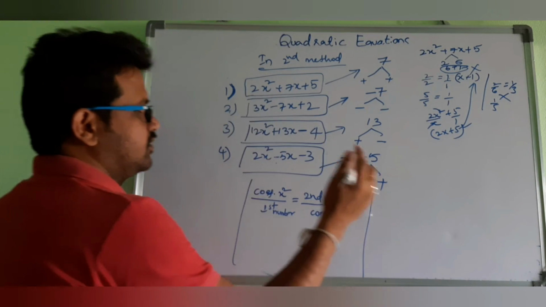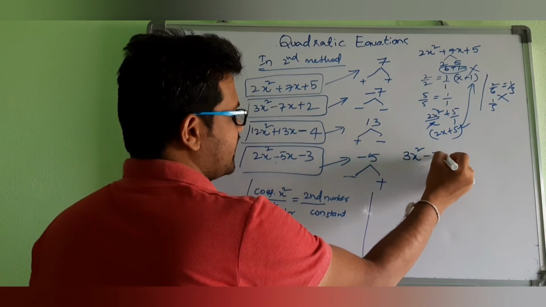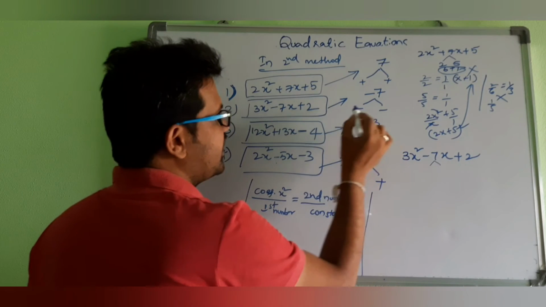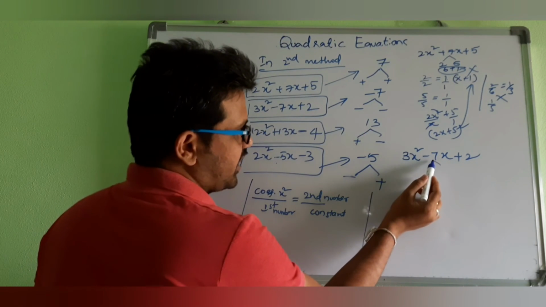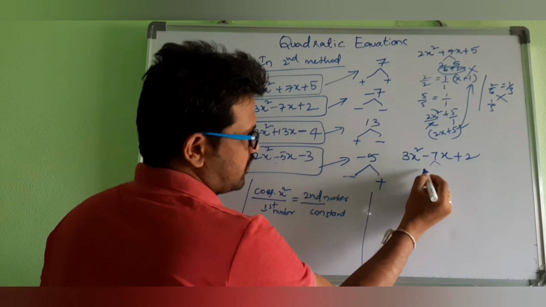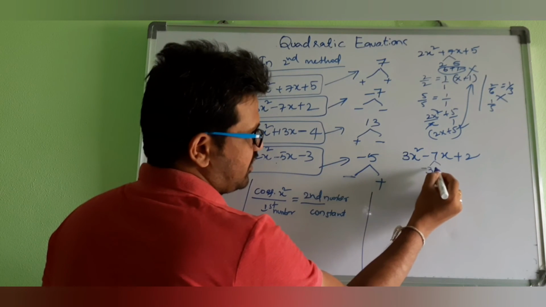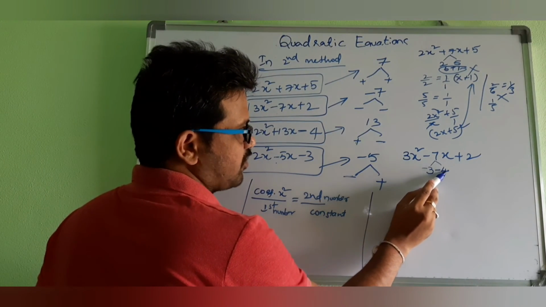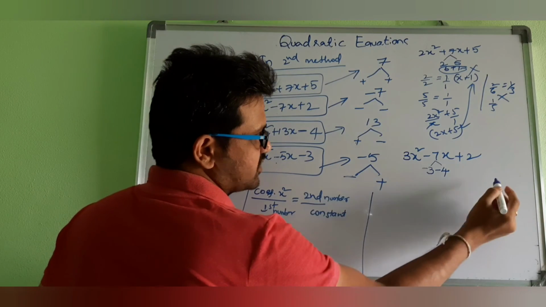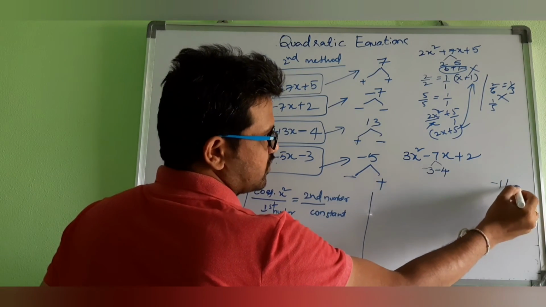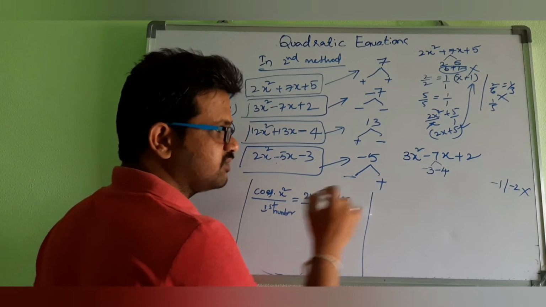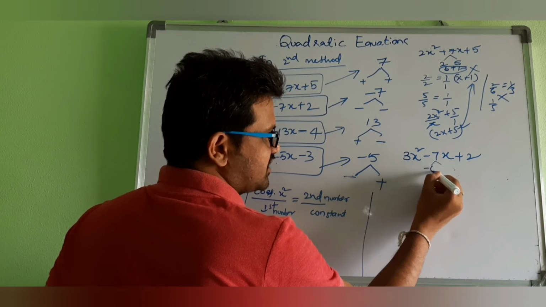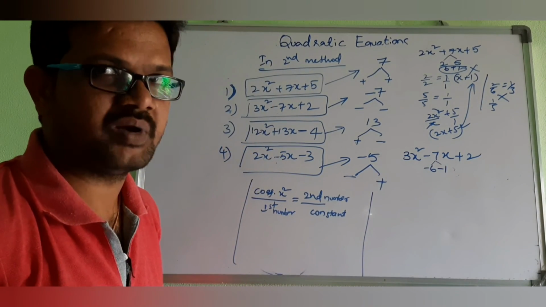Okay, second one, 3x square minus 7x plus 2. Here again, how to split? Both should be negative. Minus 7, here 3 is there, so if you take minus 3 minus 4, for example, then 3 by minus 3 is minus 1, and minus 4 by 2 is minus 2. The ratio is not the same, so we cannot take minus 3, minus 4. So what can we take? Minus 6, minus 1.